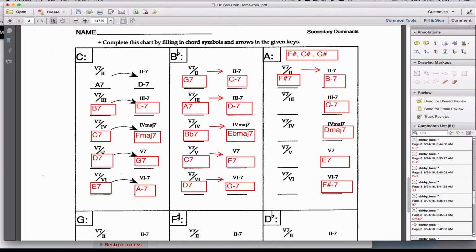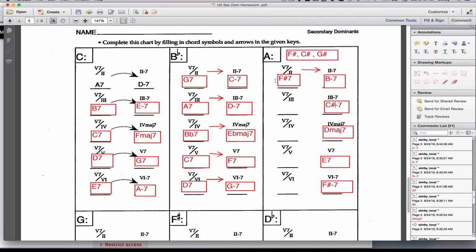C sharp, are there any Cs? Yes, there are, so that needs to be a C sharp minor 7. And G, are there any Gs in here? No, there aren't, but if there were, I would need to make it a G sharp. Okay, those are my target chords, okay? In the key of A, here's the 2 chord, 3, 4, 5, and 6.